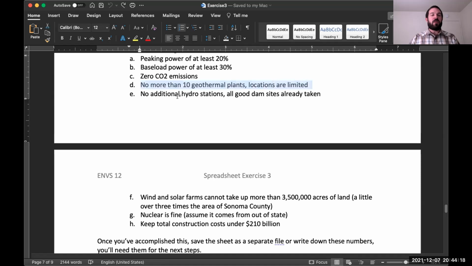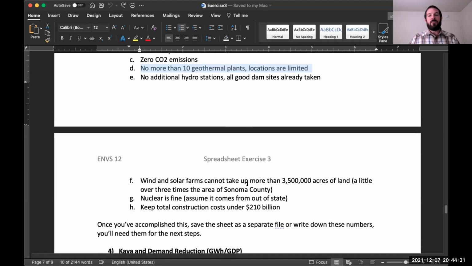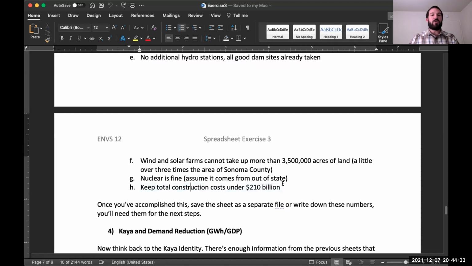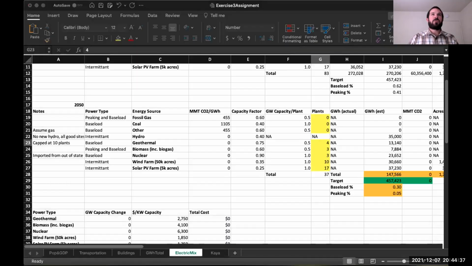And because there are only so many places that we can build geothermal plants, the most we can build is 10. We're just going to say that the most geothermal you can have is 10, and that's it. And then finally, we have to keep total construction cost under $210 billion. So what does that look like?